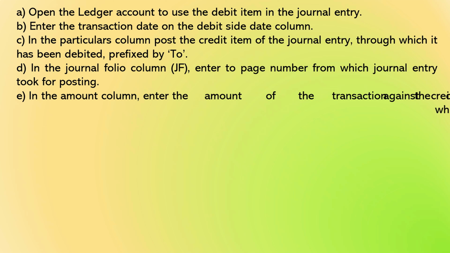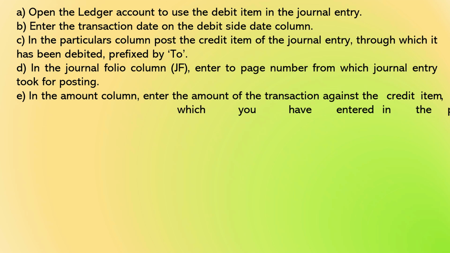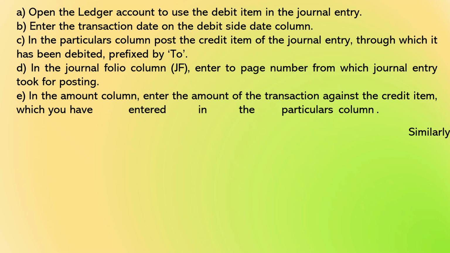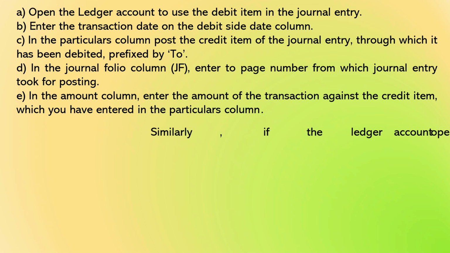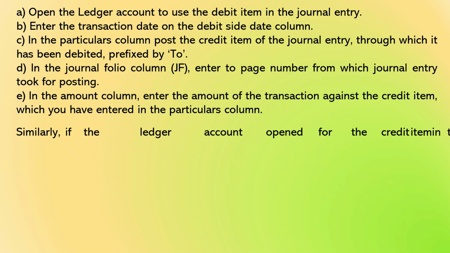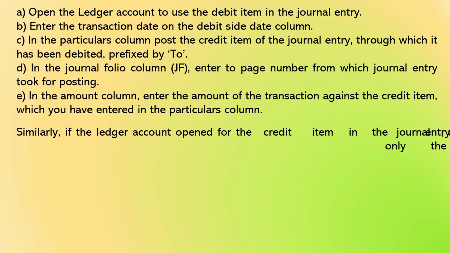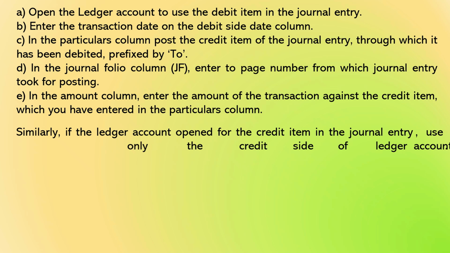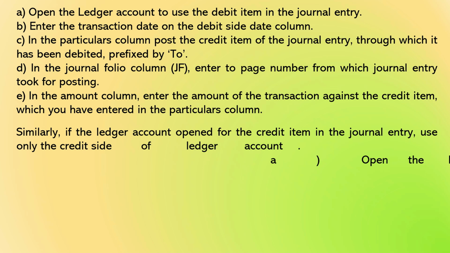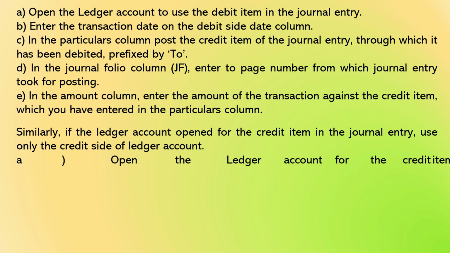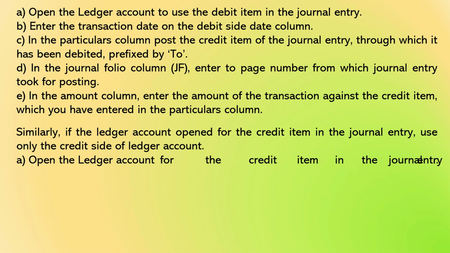Similarly, if the ledger account opened is for the credit item in the journal entry, use only the credit side of ledger account. A. Open the ledger account for the credit item in the journal entry. B. Enter the transaction date on the credit side date column.